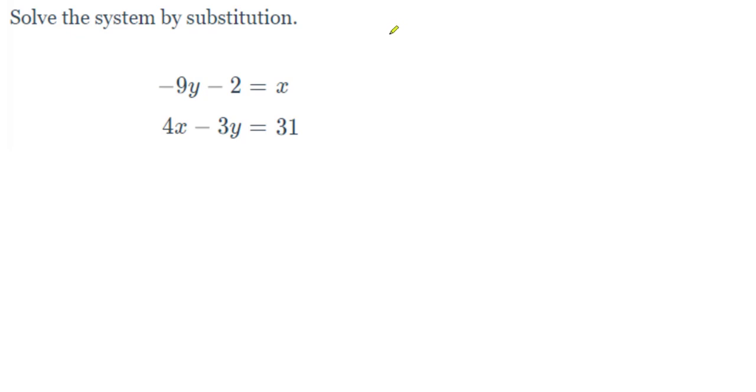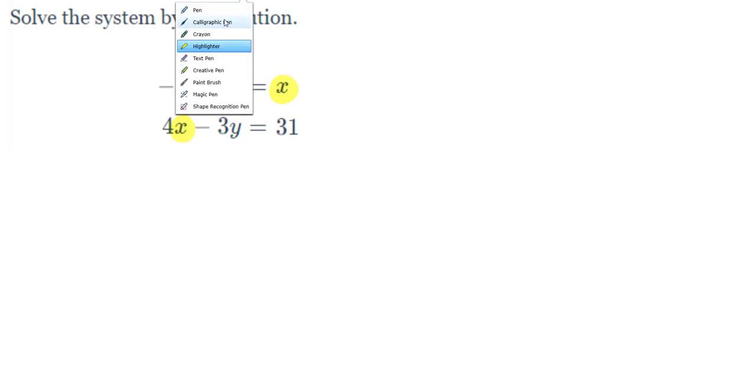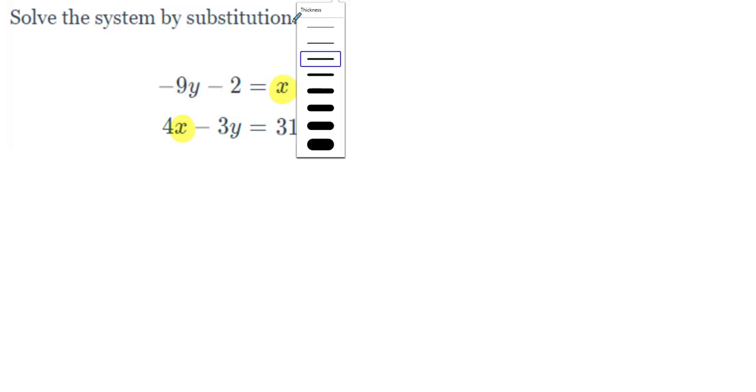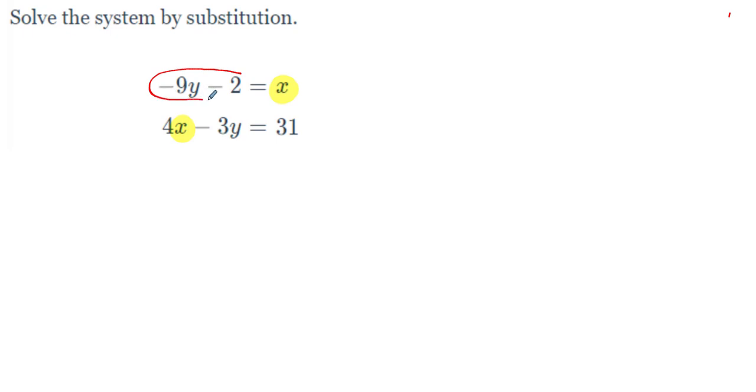Substitution level 3. Solve the system by substitution. I got two equations, and I notice that in the top equation, x has been isolated. So over here, I will get rid of x and put whatever x is equal to. Since x equals negative 9y minus 2, I'm going to take that quantity and plug it in right there.